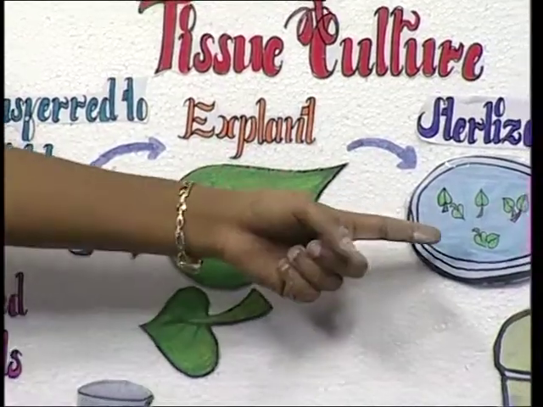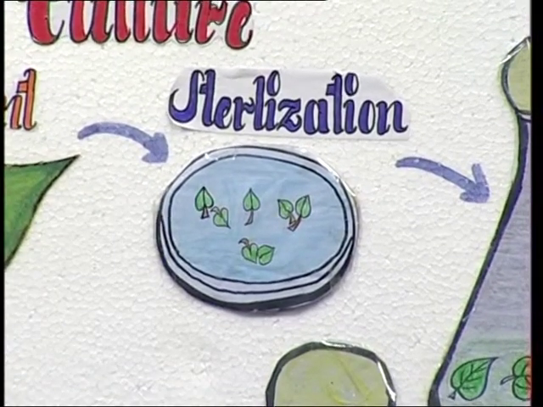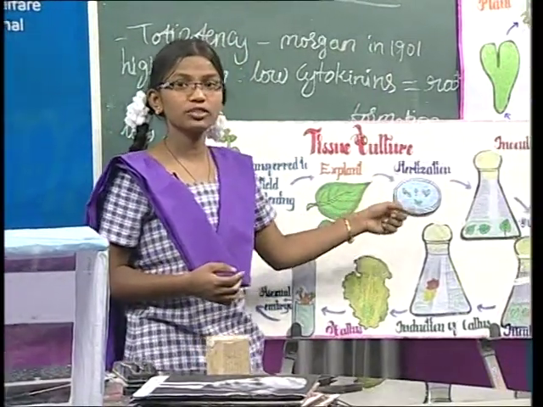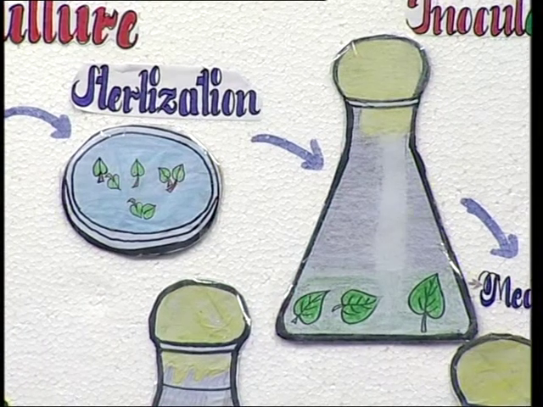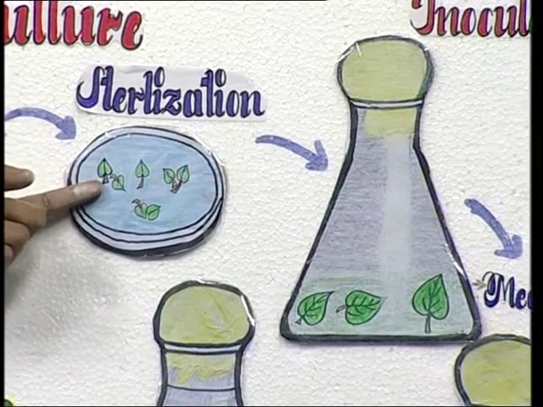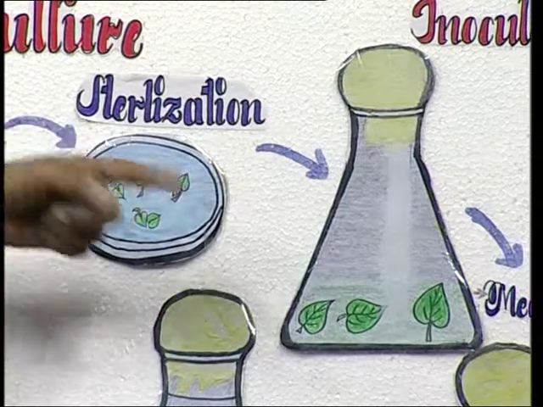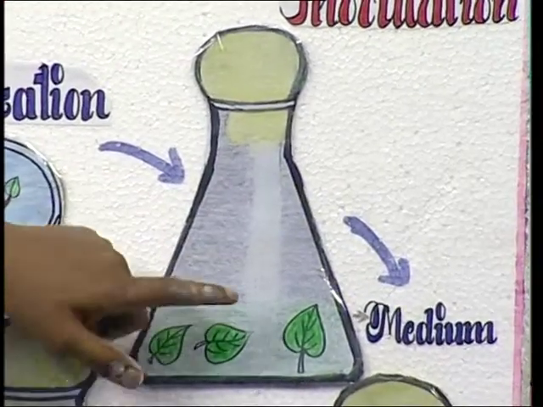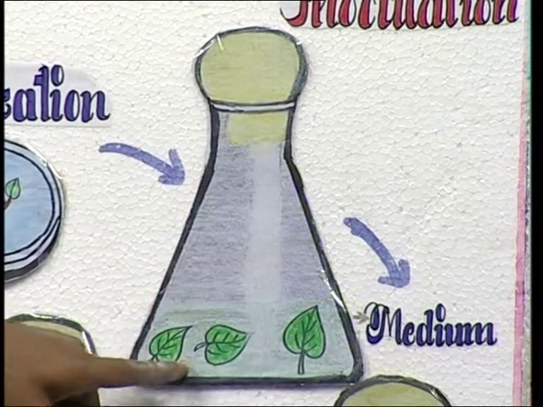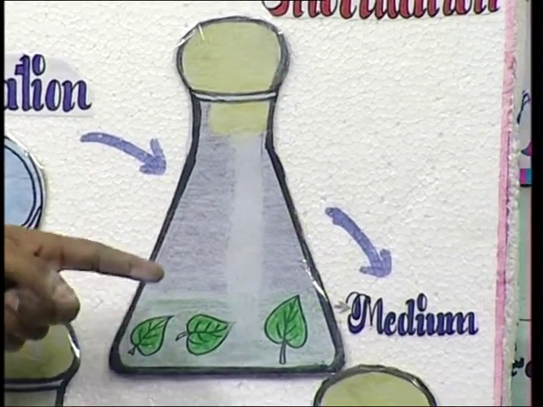And it must be sterilized with detergents to clean the surface of the leaf. After that, it must be washed with sodium hypochlorite to kill the microorganisms so that they do not grow along with this explant. Now the explant is a sterilized explant. After that, we take a medium. The medium consists of nutrients like vitamins, proteins, amino acids, etc.